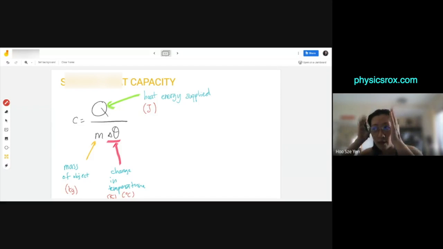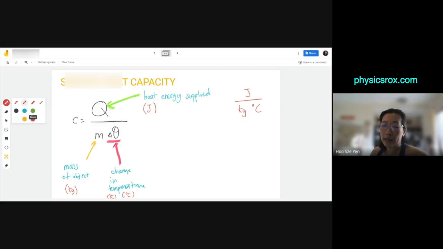We focus on this: what is specific heat capacity? You see, joules, so complicated. In the end, you get what unit? Joules per kilogram per degree Celsius. Let me write it here. So what does this mean? Let me give you a number, because if I explain like this, it doesn't make sense. Most of us understand with numbers. So let me give you an example.